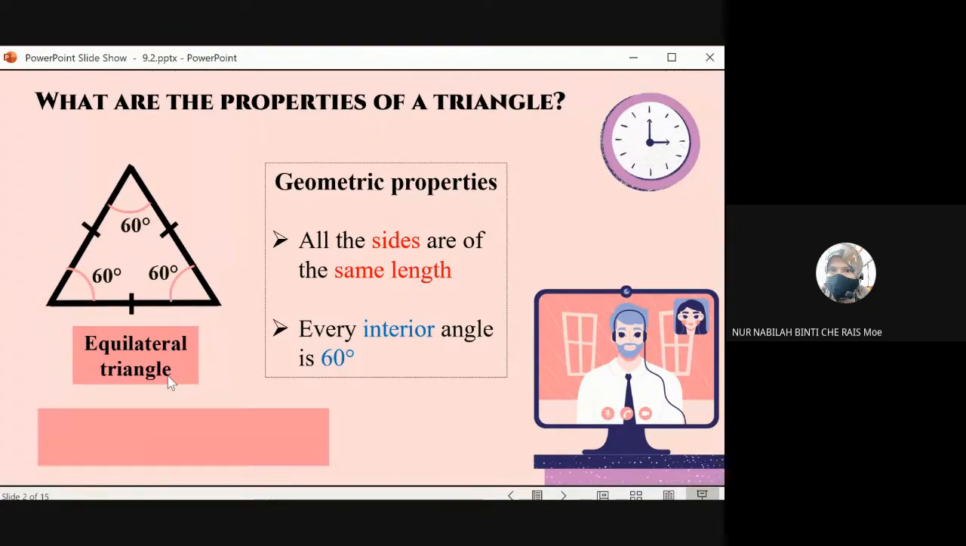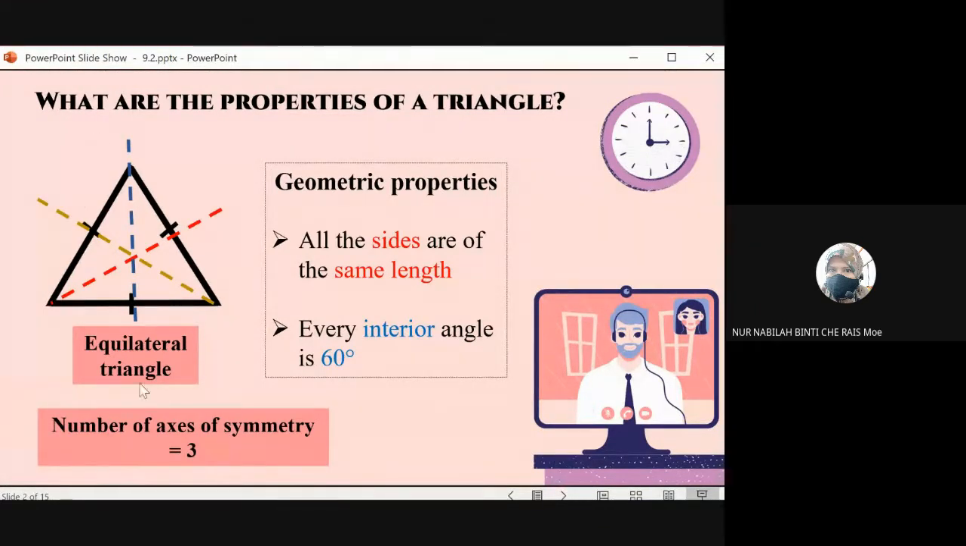And then the number of axes of symmetry. An axis of symmetry is a line along which you can fold the diagram into two parts of the same size. If you fold here, you will get the same size, so this is one axis of symmetry. If you fold here, this is another axis of symmetry. And if you fold at this side, you also get the same shape. So for an equilateral triangle, we have three axes of symmetry.